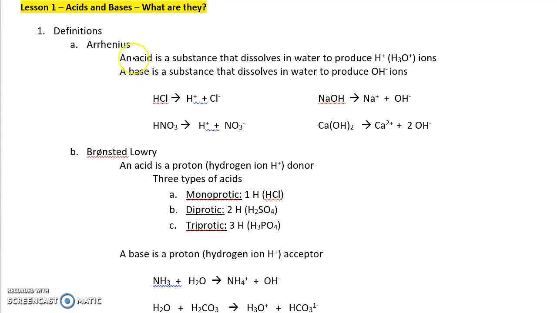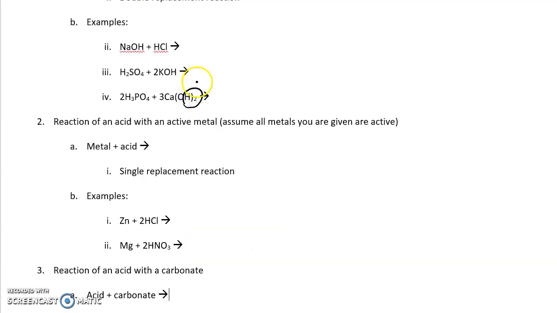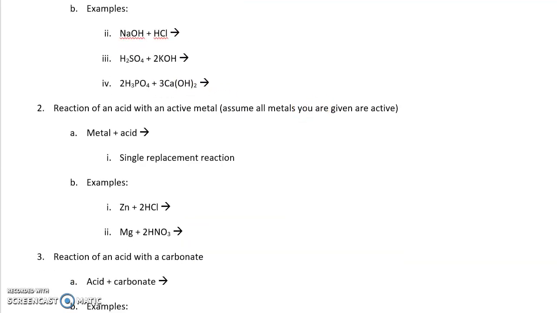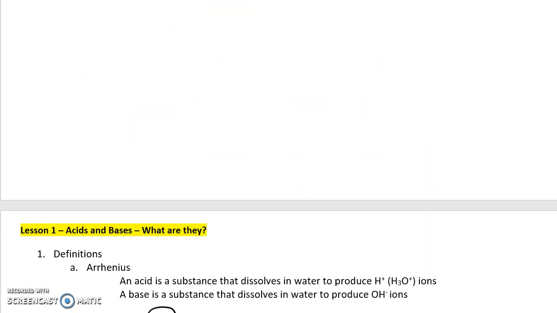So an Arrhenius acid is a substance that dissolves in water to produce H ions, versus the base is a substance that dissolves to produce hydroxide. So like I'm looking here and I'm saying, okay, I see this substance gives off an H. So therefore, I know that it's an acid.